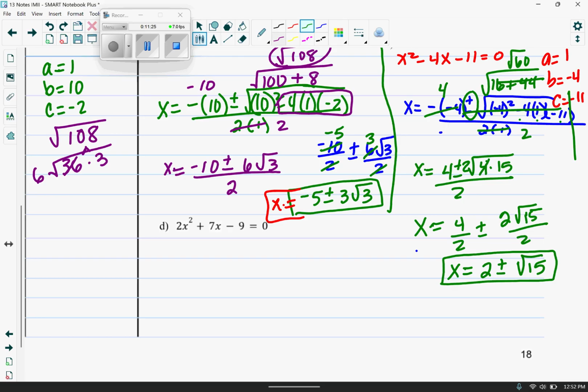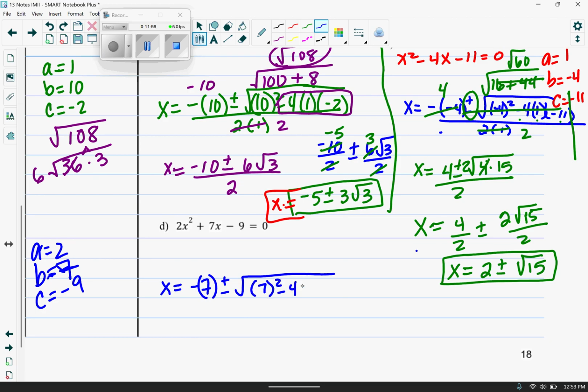And the last one like this, we're going to say my a value is 2, my b value is 7, and my c value is negative 9. X equals negative the 7 plus or minus the square root of 7 squared minus 4 times 2 times negative 9, all over 2 times, in this case 2 because 2a.